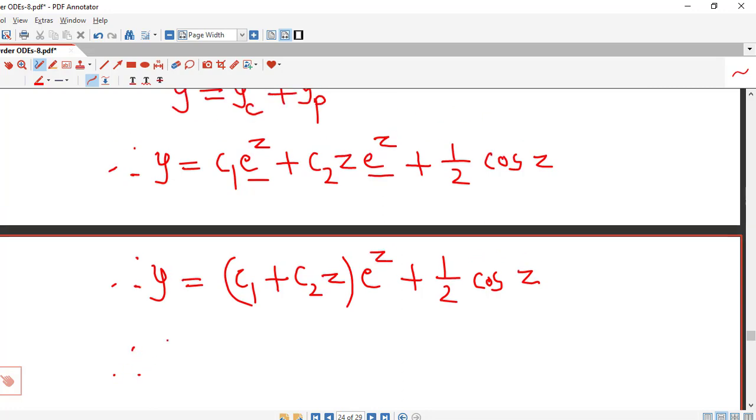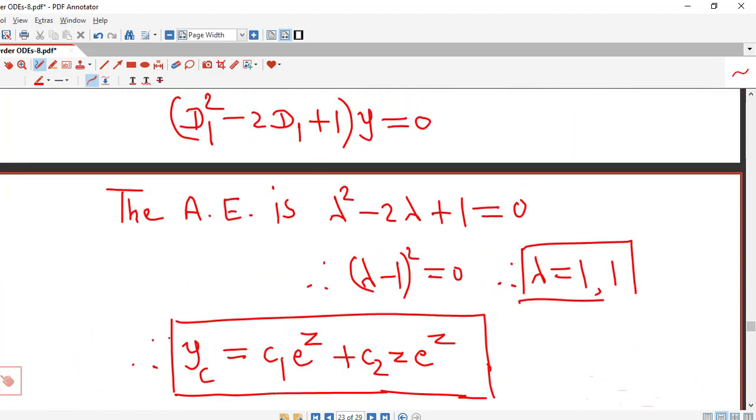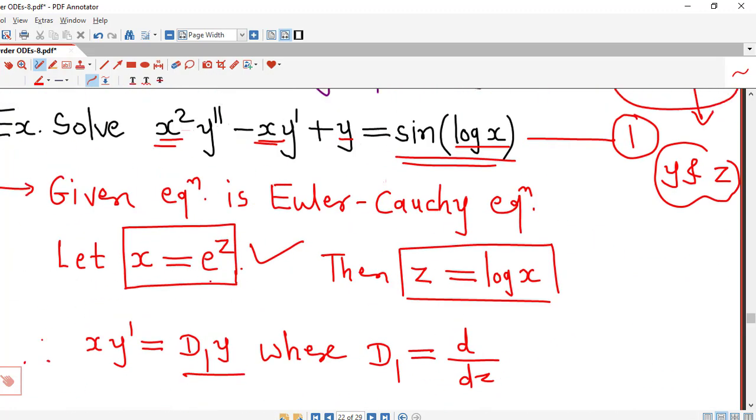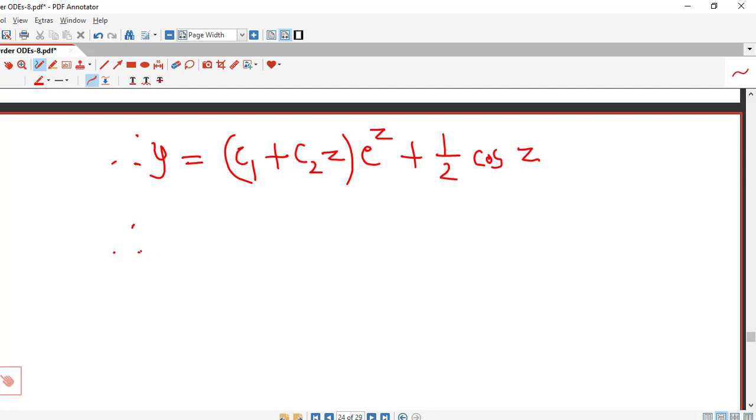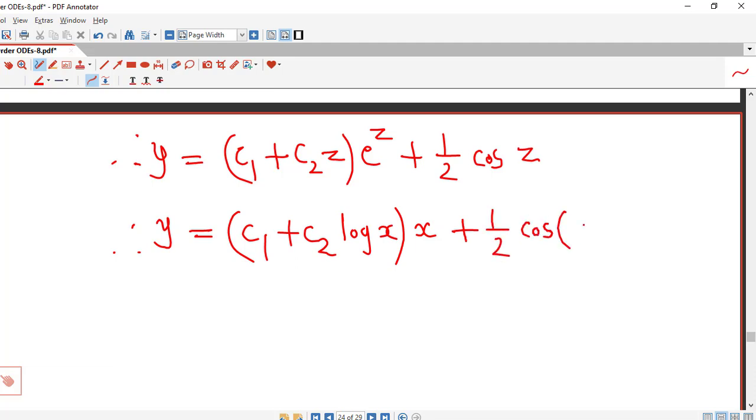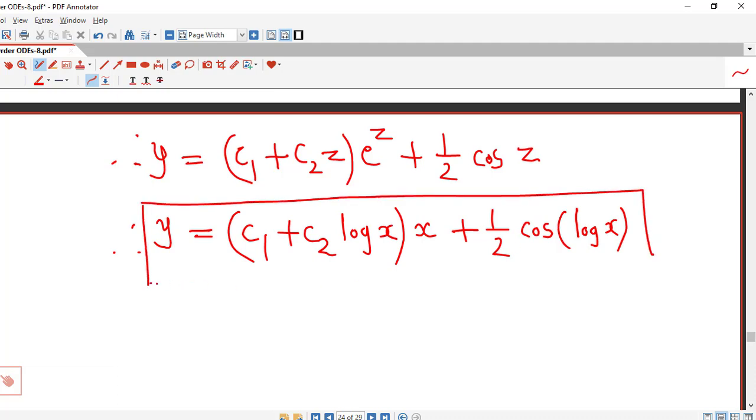Now our original equation is in terms of y and x, so we have to convert from z to x. For that we replace e raised to z by x, and z by log x. Whenever we have e raised to z, we put x, and z is replaced by log x. So y equal to (c1 plus c2 log x) x plus 1/2 cos(log x). This is the general solution of the given Euler-Cauchy equation, where c1 and c2 are arbitrary constants.